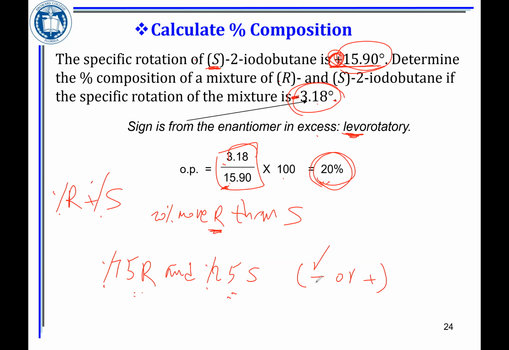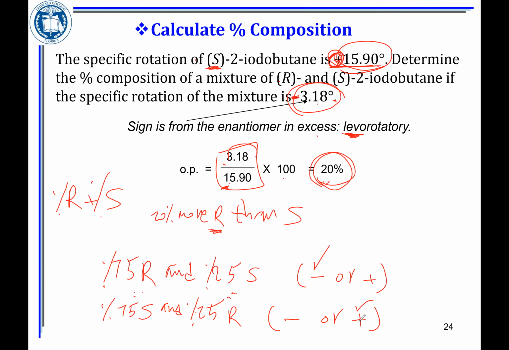If you had 75% S and 25% R, what would be the sign? Positive, right? Yeah, because you have more S than R. If you have more S than R, and since we know S is positive, then the overall sign is going to be positive. This only works if you have the same compound, right?